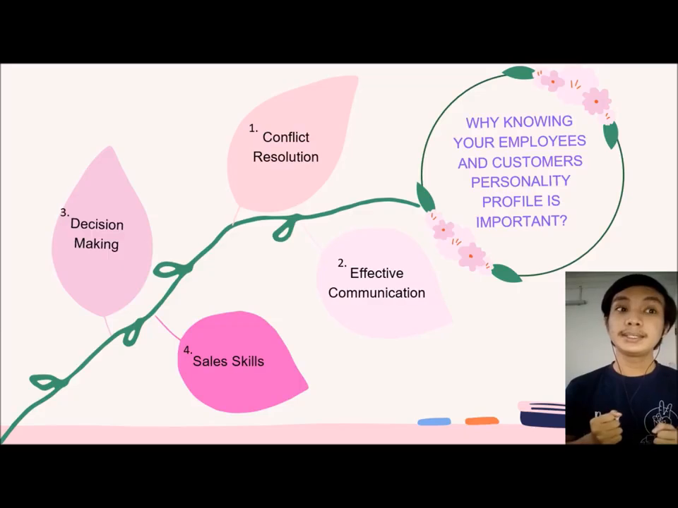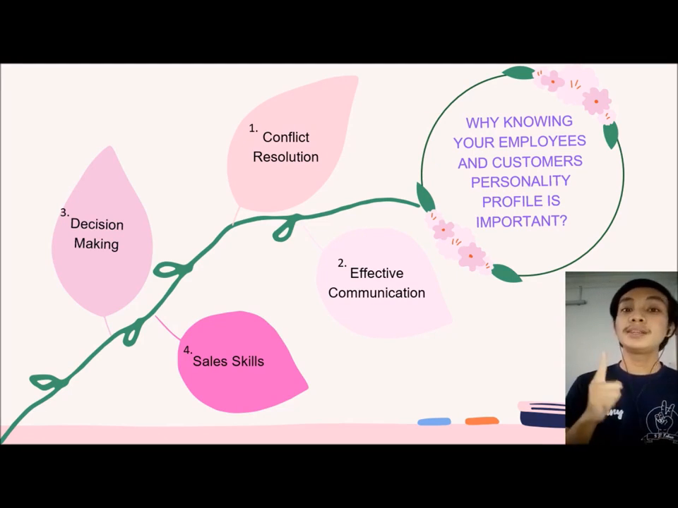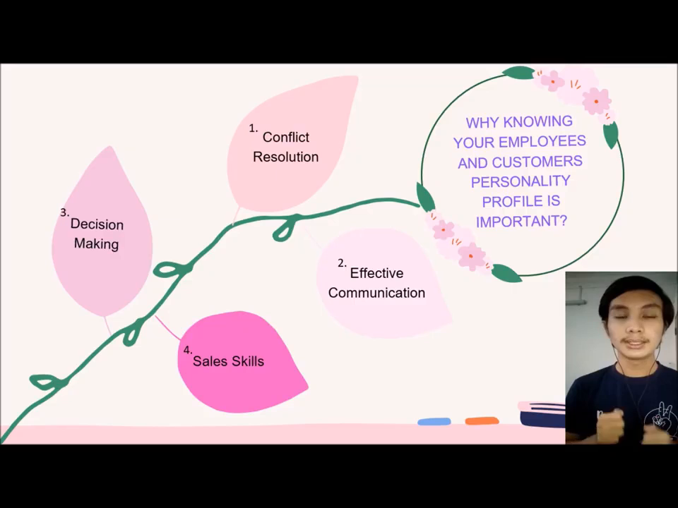Hi, my name is Daniel and we have come to the last part, which is why knowing your employees' and customers' personality profile is important. The first one is conflict resolution. Being aware of others' personality types will help to know how to approach the conflict, how to communicate with the people involved, and how to resolve the conflict together.